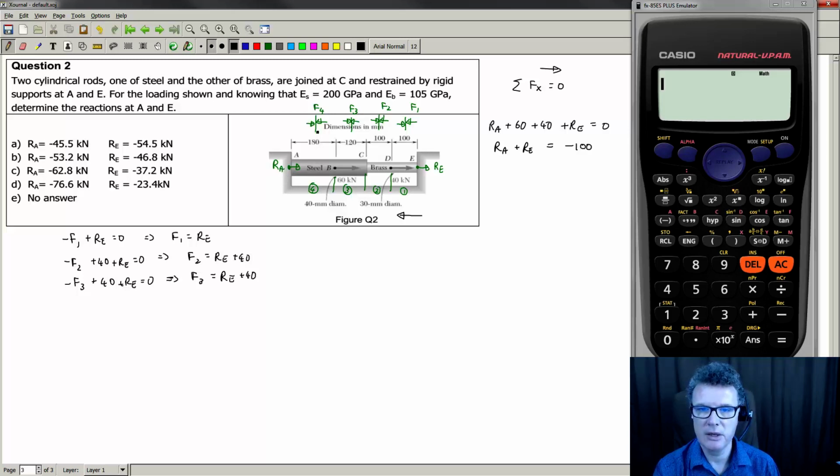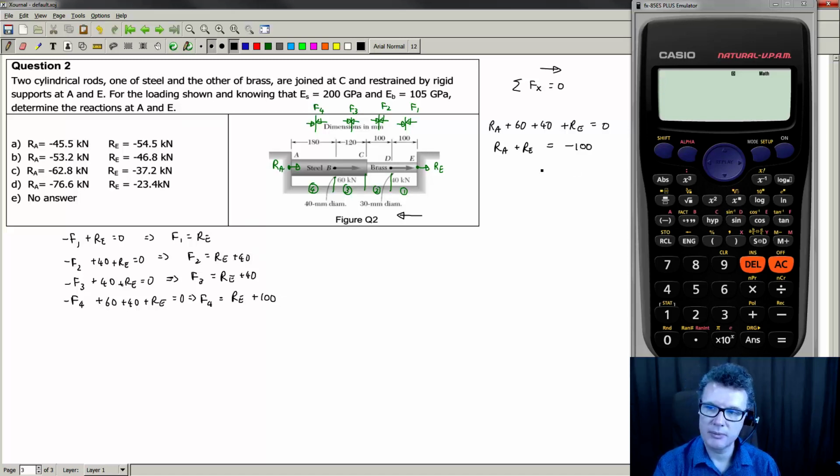And then the final cut, notice I'm not going to go all the way to the end to the RA. So I'm going to throw this bit of the diagram away to the left and then look right of me. So I'm going to have minus F4, all the other internal forces balance, so I ignore them. And then now I've got plus 60, plus 40, plus RE equals 0. So F4 equals RE, and now we've got plus 100.